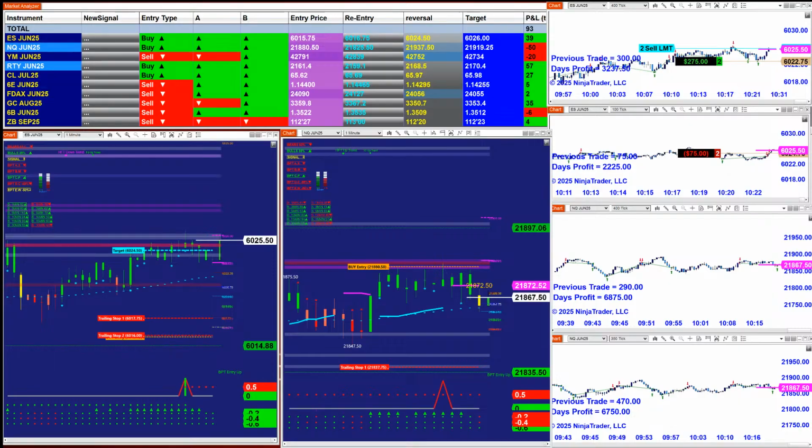Here is another 275 on that trade, is 3,537.